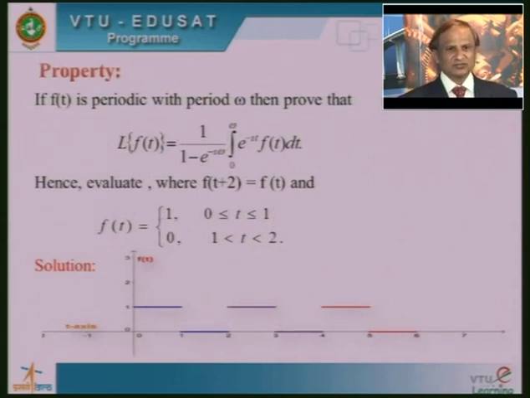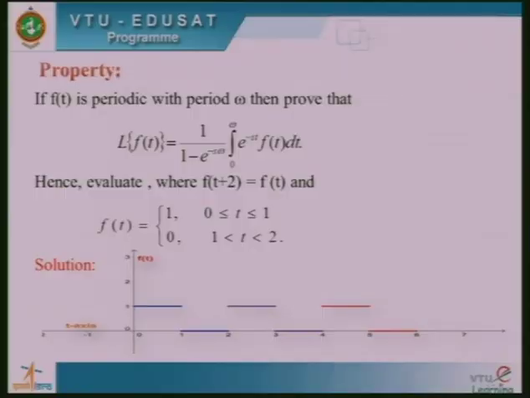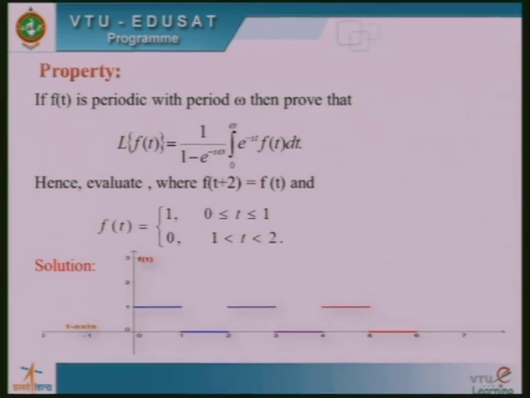Friends, just now we discussed examples of periodic functions. Now we want to discuss one important property of periodic functions. If f(t) is periodic with period omega, then we can prove that the Laplace transform of f(t) is equal to 1 divided by (1 − e^(−s·omega)) times the integral from 0 to omega of e^(−st) f(t) dt.